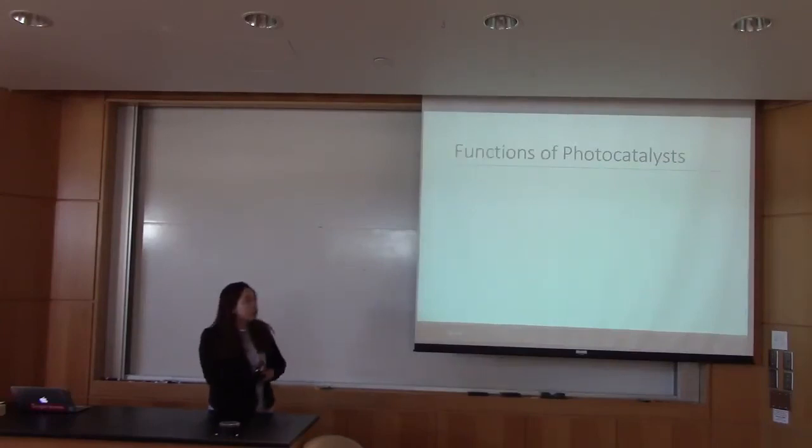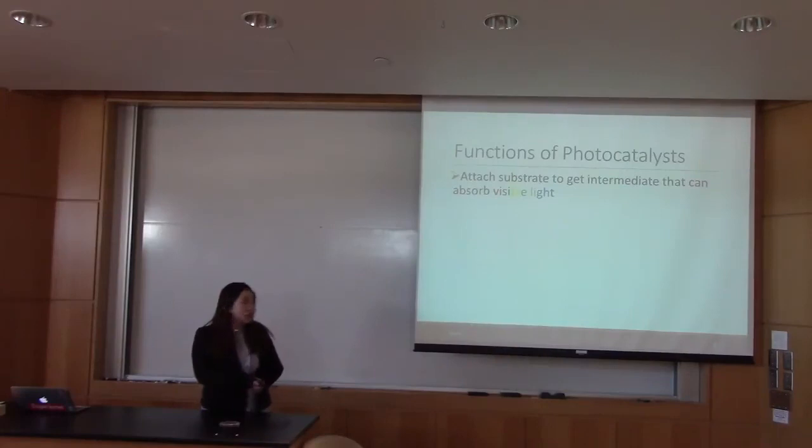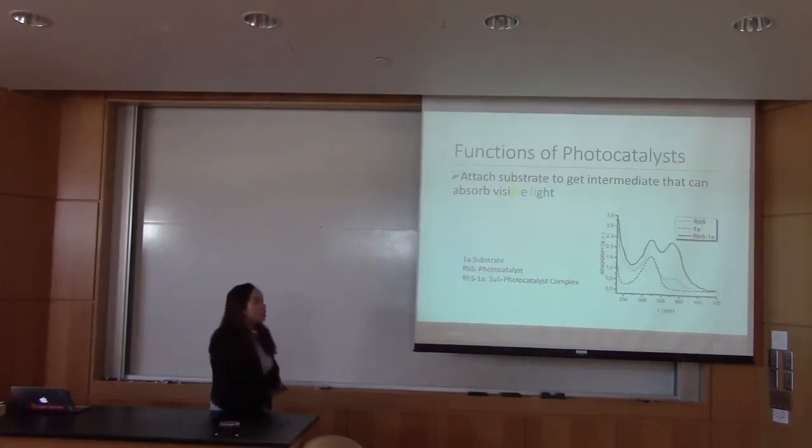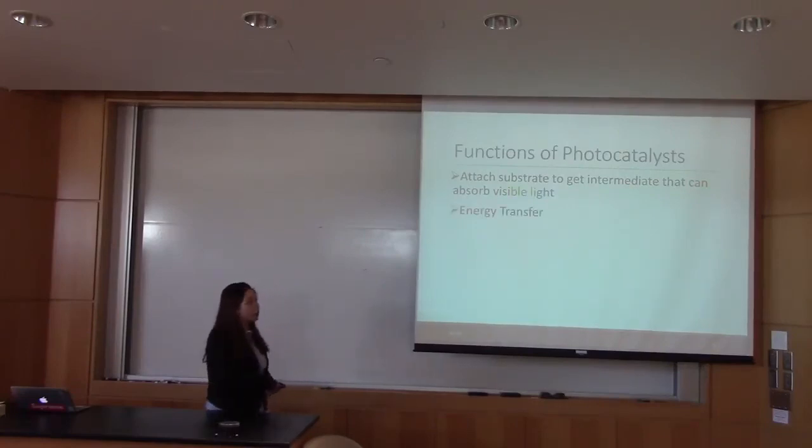And there are three functions for the photocatalyst. First, it can attach to the substrate to form an intermediate, and this intermediate can absorb visible light. For example, we can see this graph, the UV-vis absorption graph. With the help of the photocatalyst and the substrate attached together, they form a substrate-photocatalyst complex. And this complex at 400 nanometers reaches a very high absorption compared with just the substrate or the photocatalyst. And also, it can do energy transfer.